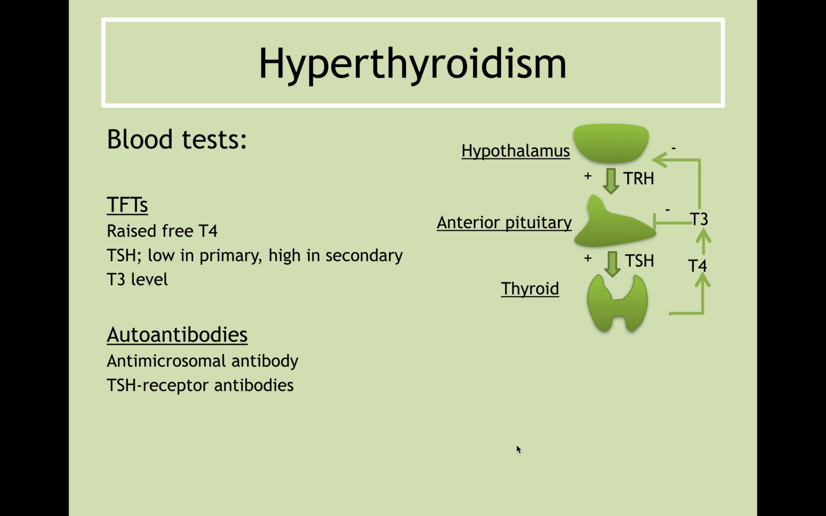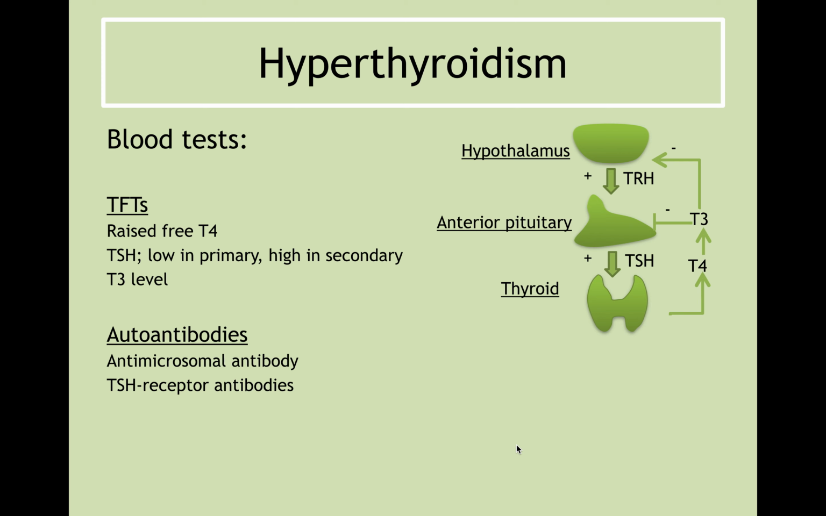It doesn't listen to the TSH and continues to produce the T3 and T4. If someone's got a secondary form of hypothyroidism, for some reason there's a lot of TSH, which is stimulating the thyroid to produce the T3 and T4. So TSH level in secondary is high.